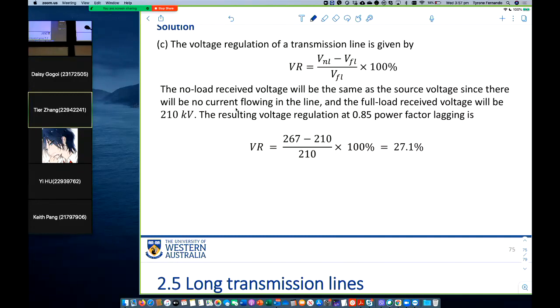So we have 267, that's the line to line voltage. We have 210, that's the full load voltage line to line, divided by full load voltage times 100. That's the voltage regulation.